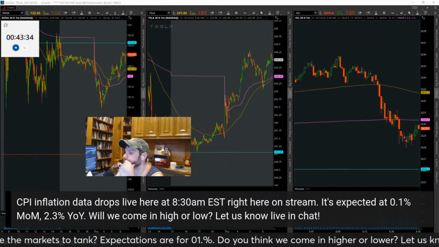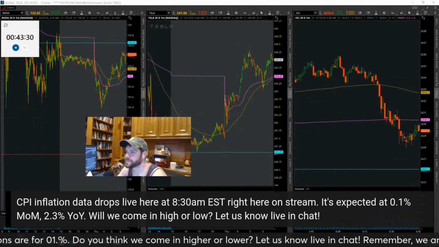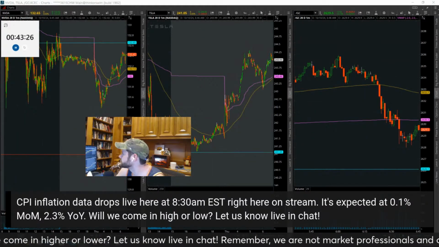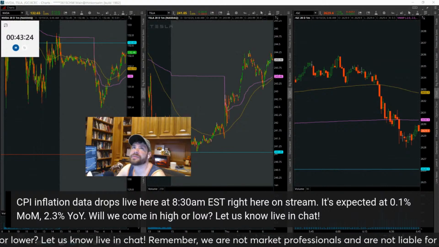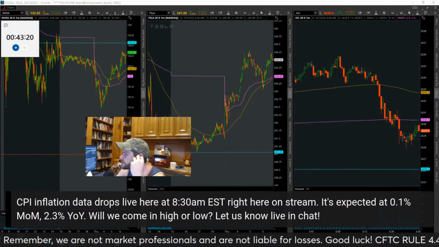Yeah, so a lot of people, do you like Palantir where it's at now, or do you think it's in a bubble? All right, guys, we have 45 minutes left until CPI inflation data comes out. 45 minutes left.